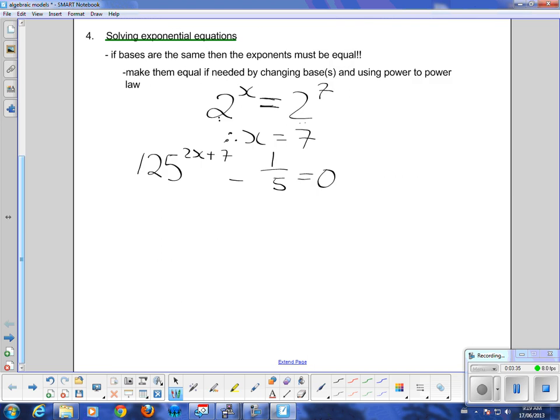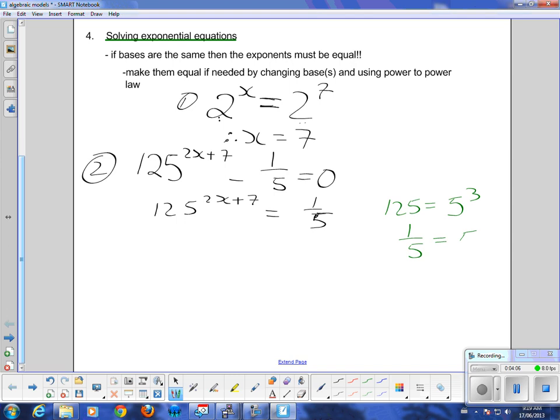If I look at this as an example, my bases aren't the same and nothing is equal to each other. So I could add 1/5 to both sides. And when I do that, I end up with that. Again, my bases are not the same. What could I change them to? I could change them to 5, right? Because 125 would be the same as 5 cubed, and 1/5 would be the same as 5 to the -1.